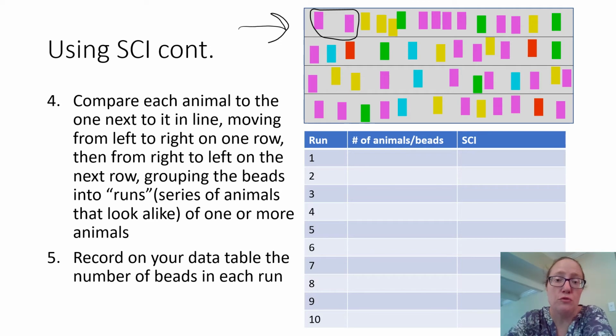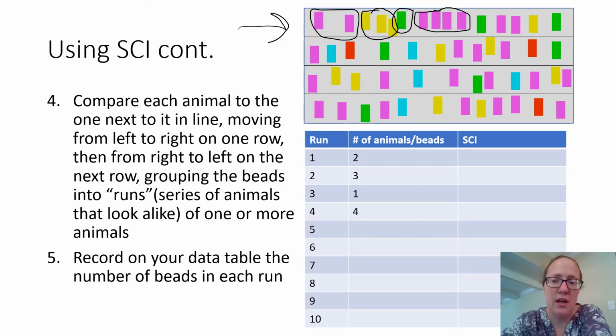So in the first run, how many animals look the same? 2. The next run, we have 3 that look the same as each other. So the next run is 3. You continue this process. There's a run of 1, then a run of 4.